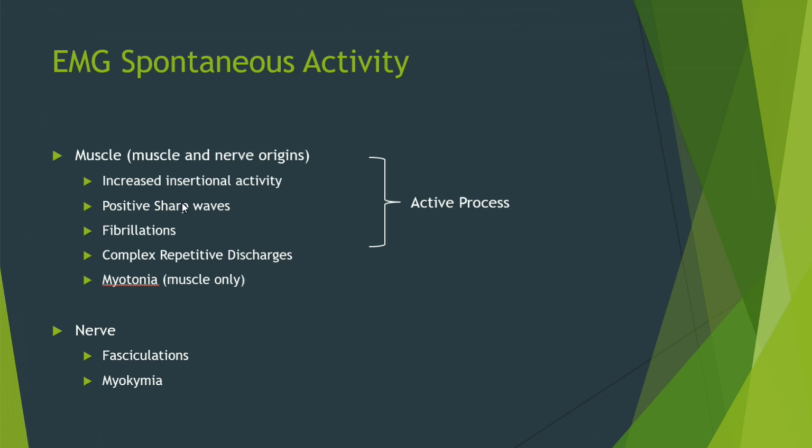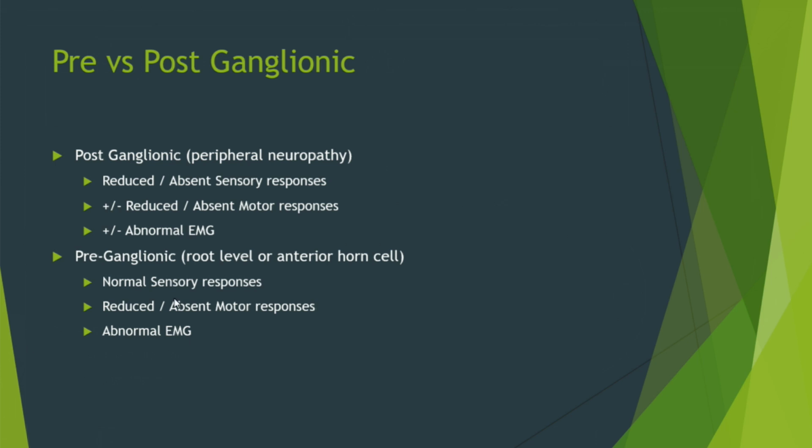In terms of nerve spontaneous activities, fasciculations and myokymia are nerve origin spontaneous activities, and fasciculations are super important, particularly for differentiating between entities such as motor neuron disease and inclusion body myositis. That's a super important clue, particularly in the earlier stages.